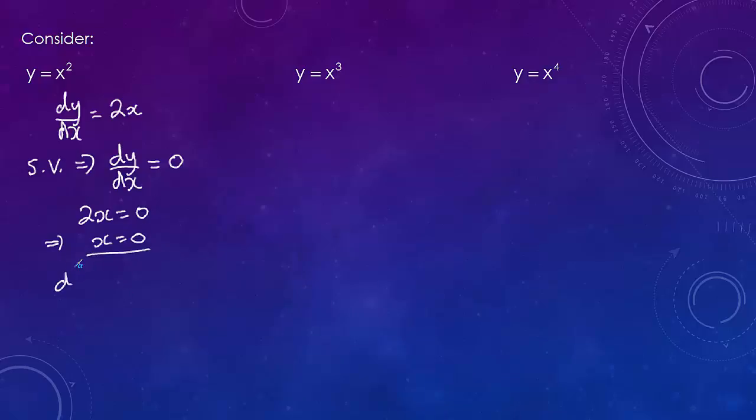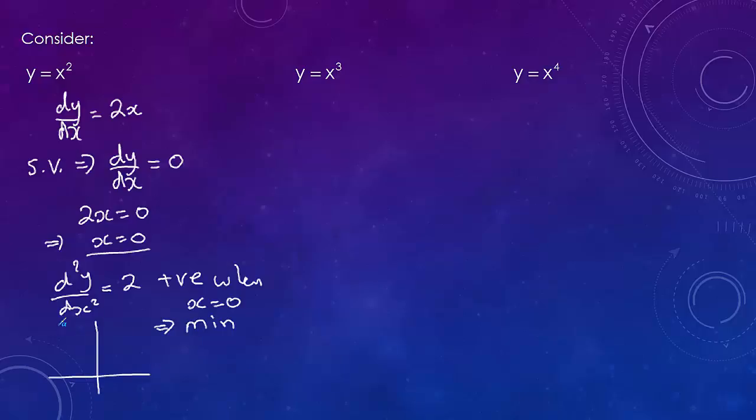Now differentiate again, d2y dx squared. That's going to be equal to 2. Now that is definitely positive when x equals 0. From what we said before, positive implies that we have a minimum. And indeed, y equals x squared, you should know what that looks like. It looks like this, and it has a minimum.